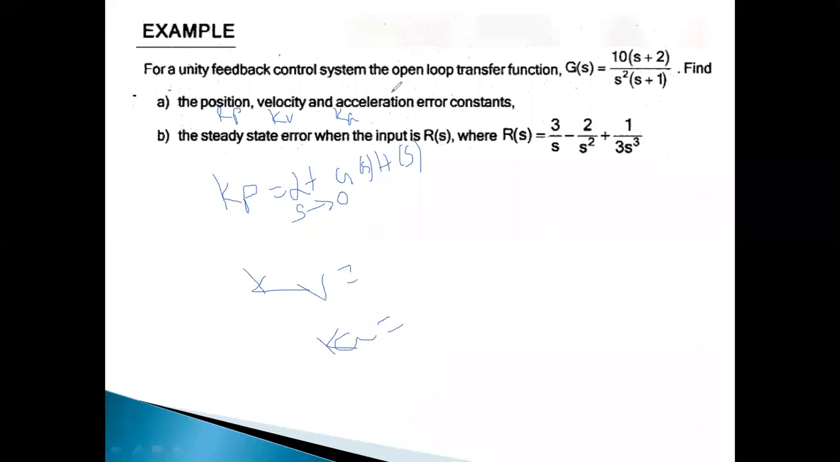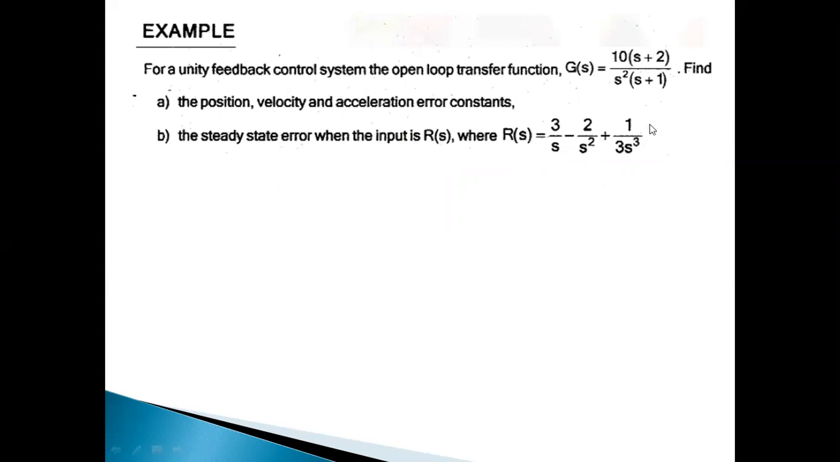Now the second case: the steady state error when the input is, this is a practical input, 3 by s minus 2 by s square plus 1 by 3s cube. In this case, we have to find out the steady state error. Let us start. Please note down this example.